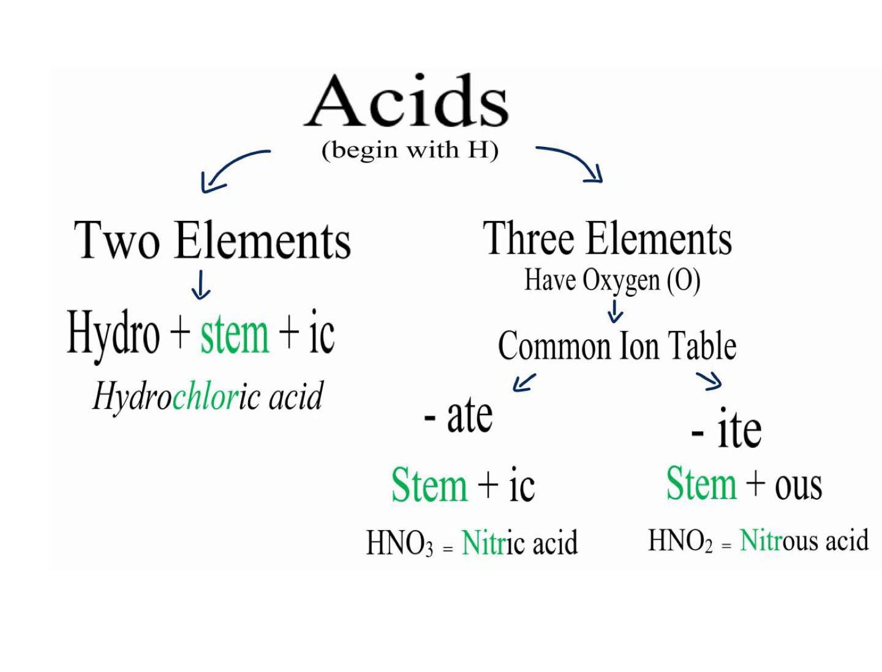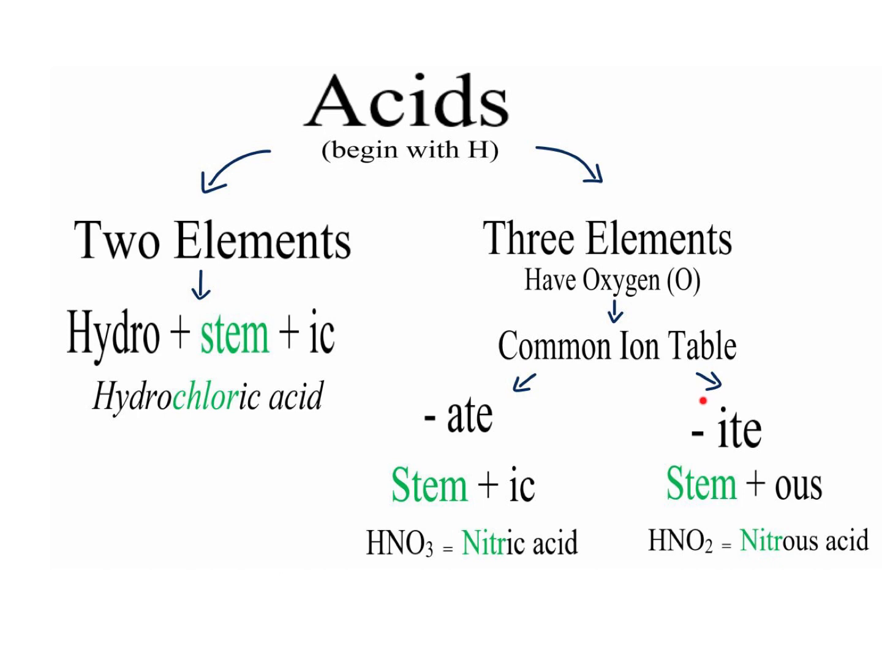Do you remember all your polyatomic ions on your naming chart on the back of the periodic table? So we just look at the polyatomic name. If it ends in ate, then it becomes the stem of the polyatomic and an ic at the end. So for example, hydrogen bonded to NO3, which is nitrate, we just call this nitric acid.